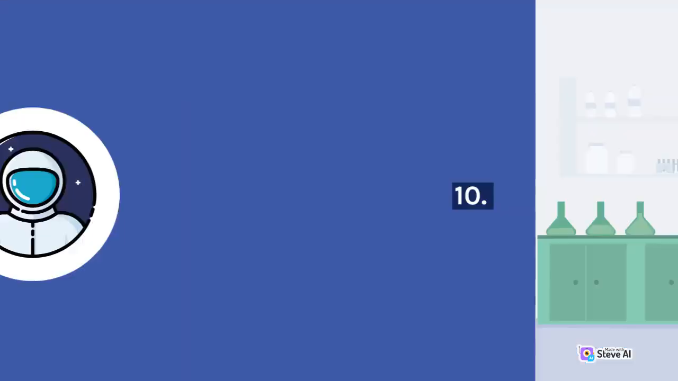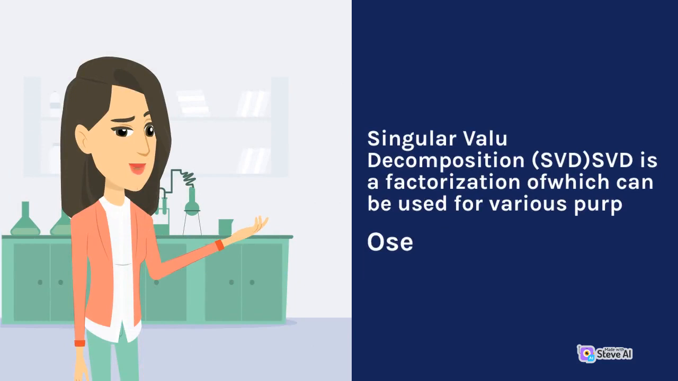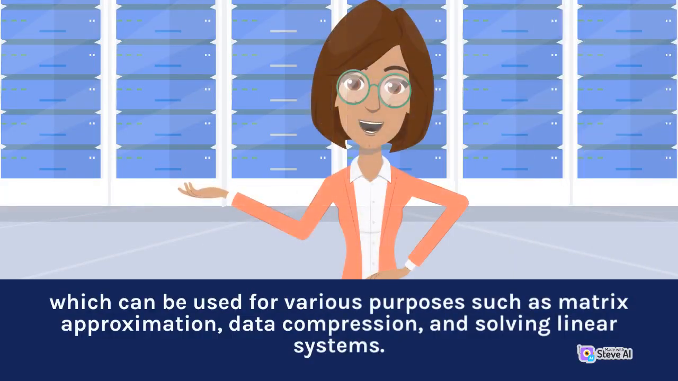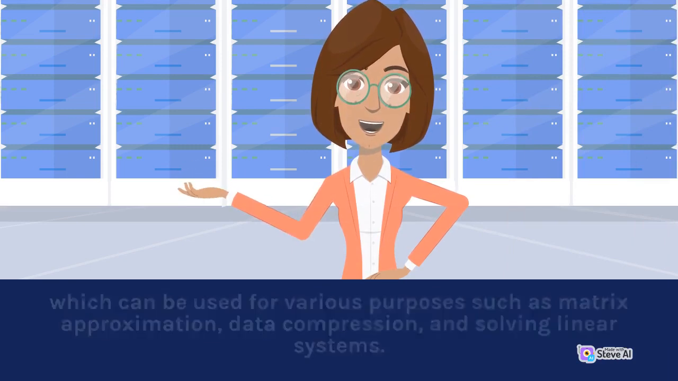10. Singular value decomposition, SVD. SVD is a factorization of a matrix which can be used for various purposes such as matrix approximation, data compression, and solving linear systems.